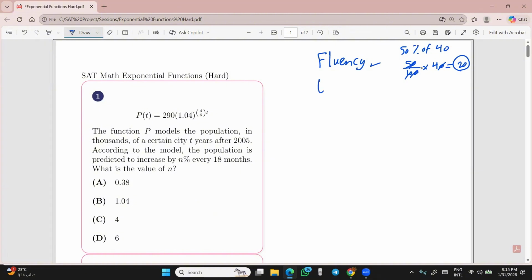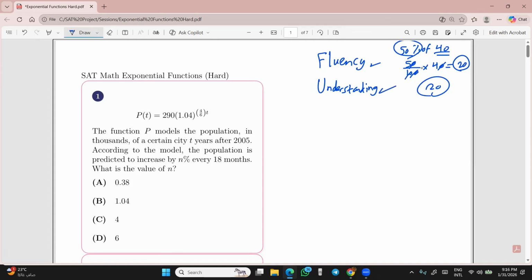But if you go to the second level, which is understanding, the understanding level is where the mind works better than the hands. I mean, 50% is half. What is half of 40? It's 20. You can get it by just thinking about the question. Think deeper and give your mind a good opportunity to work without using the skills you have. So understanding is a very important part.